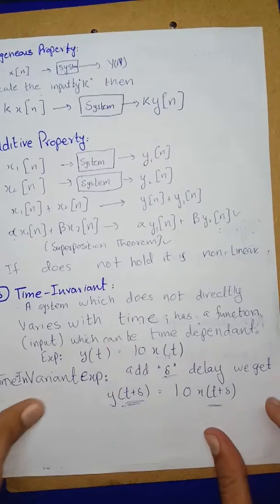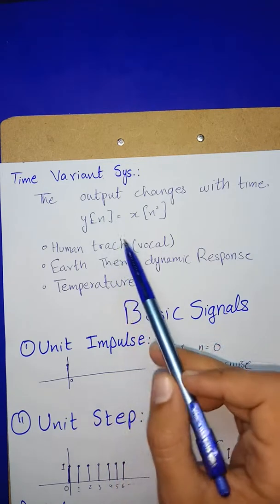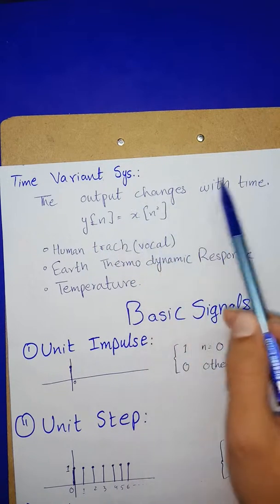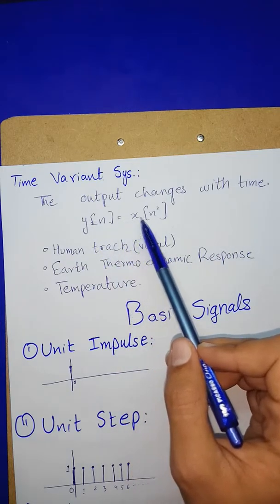On the other hand, a time variant system is one in which the output changes with time. For example, y of n is equal to x of n square.